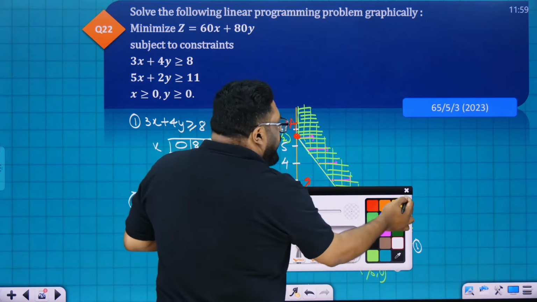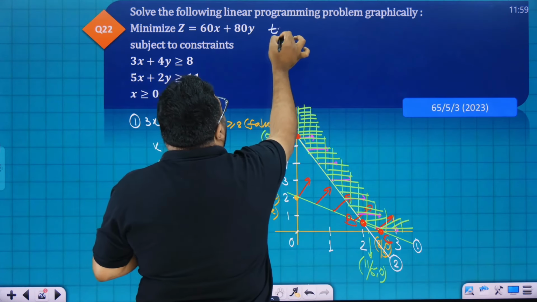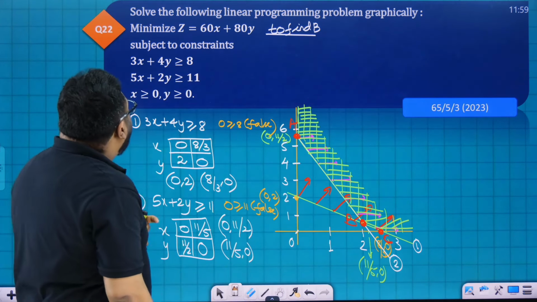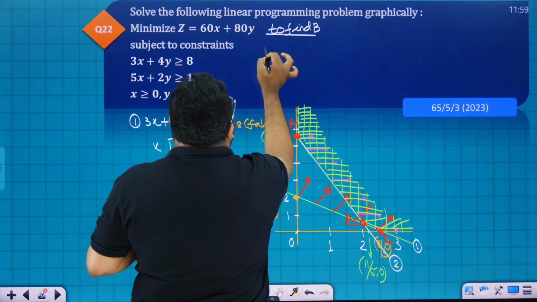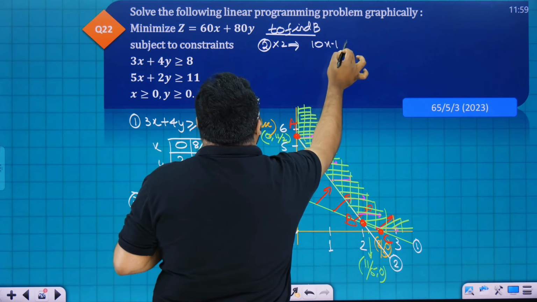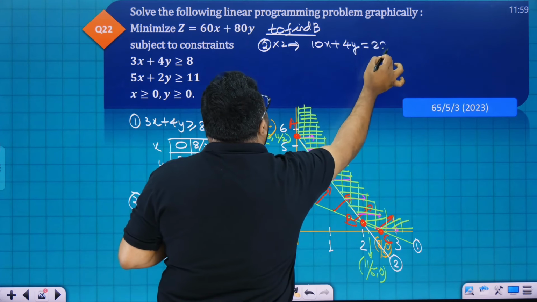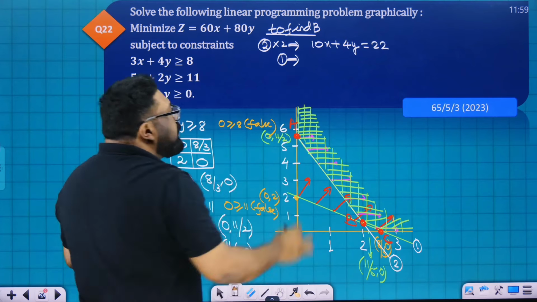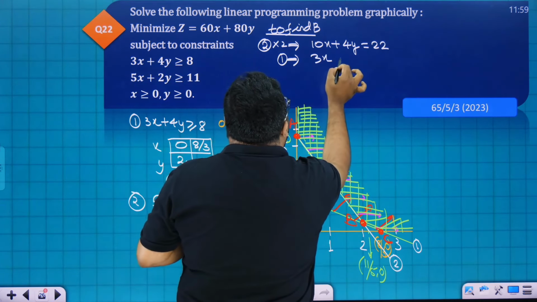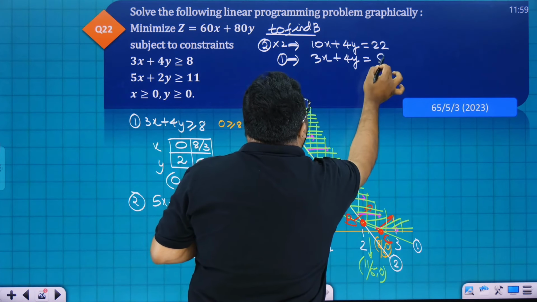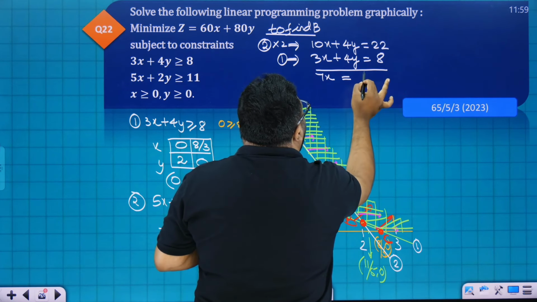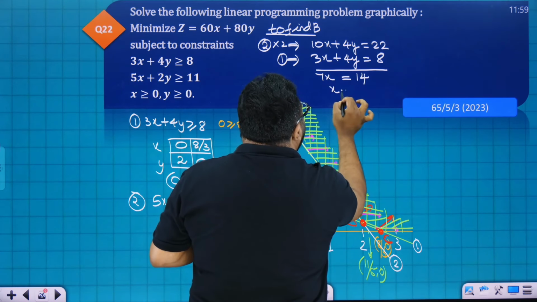How to find B? We'll solve the two equations to find B. Equation number 2, I'll multiply with 2. I will get 10x plus 4y is equal to 22. Just a system of equations, so simply solve by the method of elimination. So 3x plus 4y is equal to 8. You subtract it, you will get 7x is equal to 22 minus 8, which is 14. So x is equal to 2.